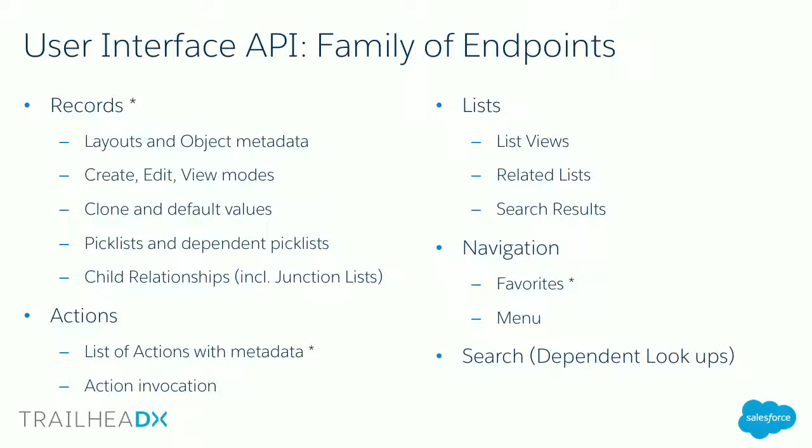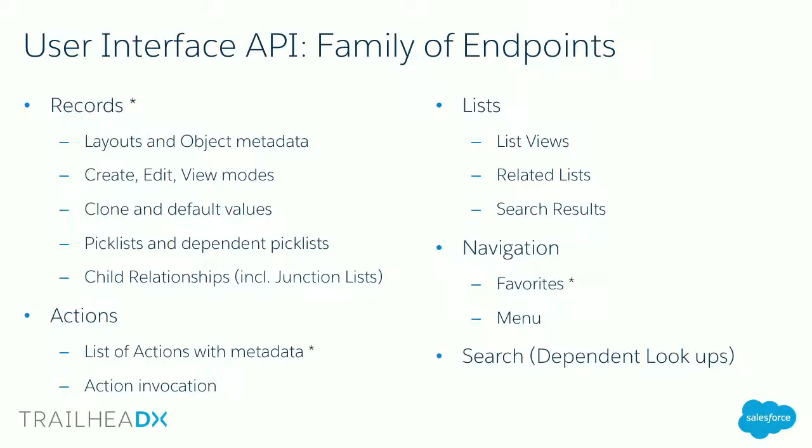We're also including child relationships. So if you've ever worked with junction objects and junction lists, they're very, very complicated to work with in the API. We've simplified that. Yeah. We have an engineer that got a PhD in how to do that. So we've really simplified that in our API, and it's really, really nice. So if you happen to have a very complex org with lots of junction objects, highly recommend that you take a look. We're also going to expose actions, at least the list of actions in winter 18.